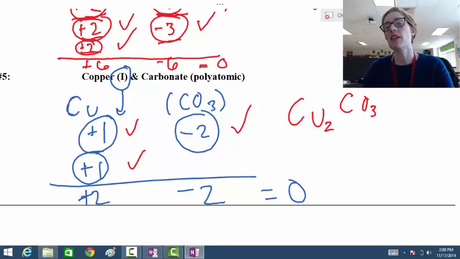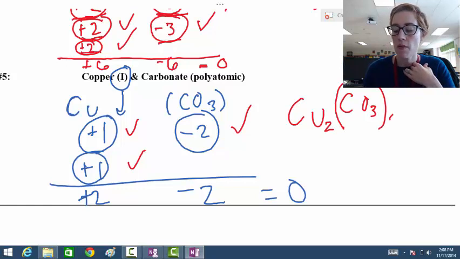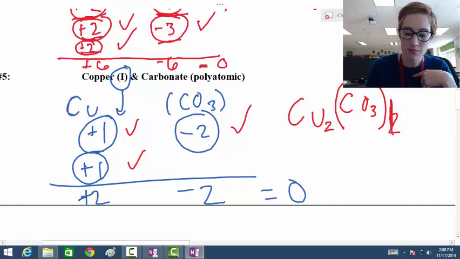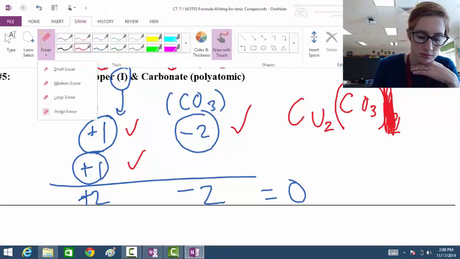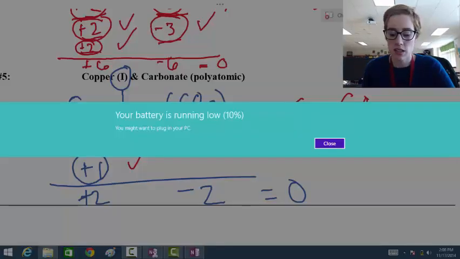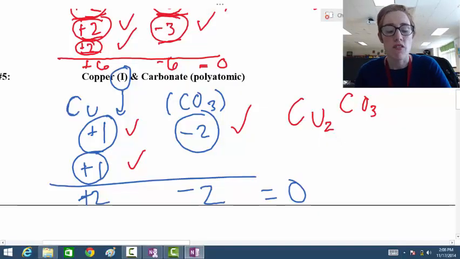So if I don't put the parentheses, that means that I only have 1 carbonate. The only reason you would put parentheses here is if you had more than 1 carbonate. That's when you would put the parentheses. Just as an FYI. And I can't erase it because life hates me right now. So that's the correct formula for copper carbonate.